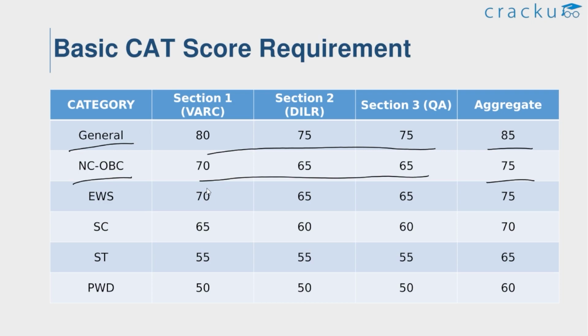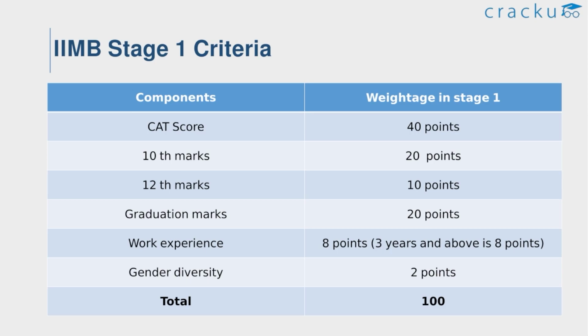These are the sectional wise score requirements. Similarly, for EWS category, overall percentile is 75. Similarly, for all the categories, these are the overall basic CAT score requirements. So this is the stage 1 selection criteria for VAT and personal interview. These are the components in the stage 1 selection criteria.